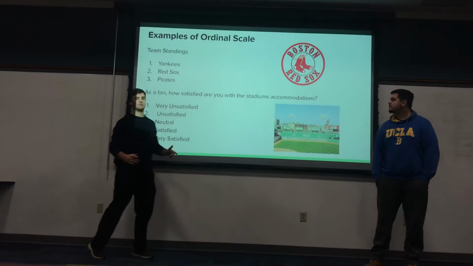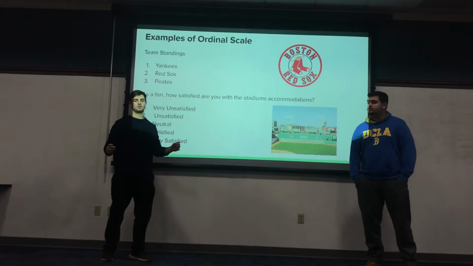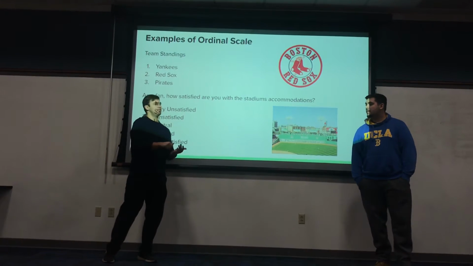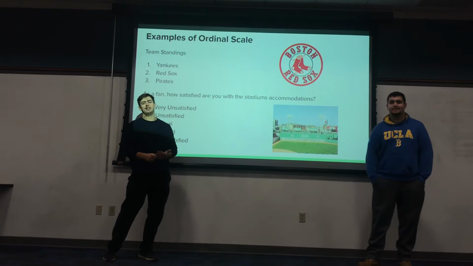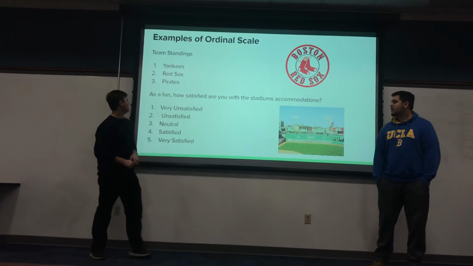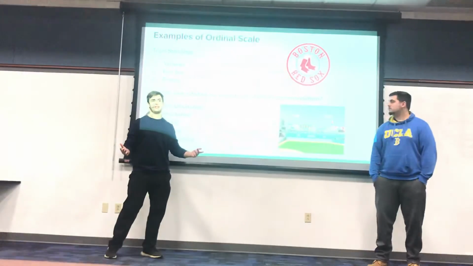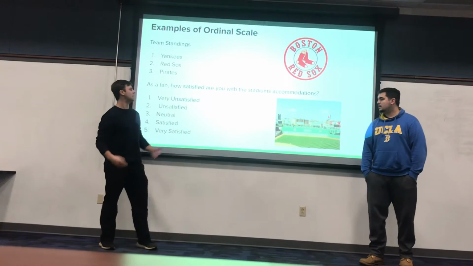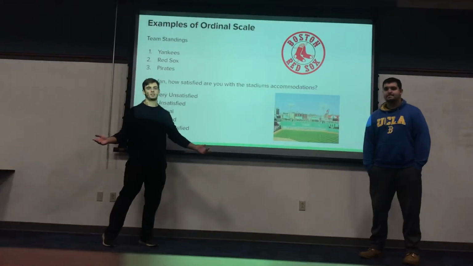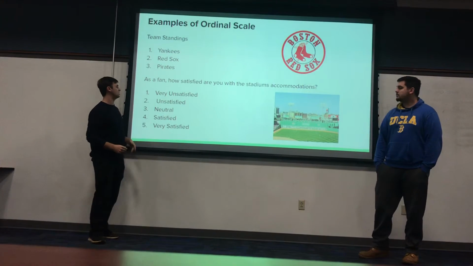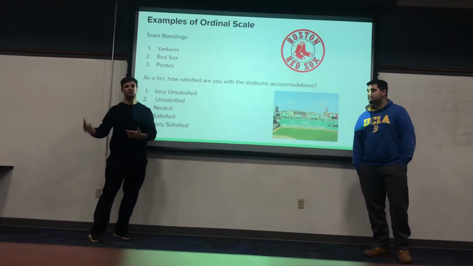So these are some examples of an ordinal scale as it relates to baseball. The first one would be team standing. Are the Yankees in first place? Are they in second place? Are the Boston Red Sox in first place? And then another example would be if you come to the stadium and they give you a survey and you have to answer how satisfied you are with the stadium's accommodations. This is just an ordinal scale, so you go from very unsatisfied to very satisfied.